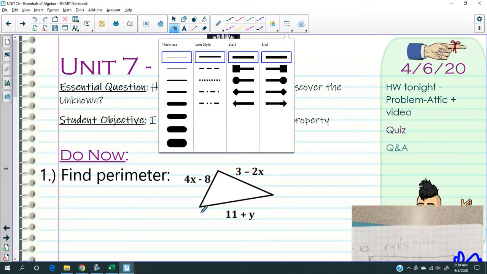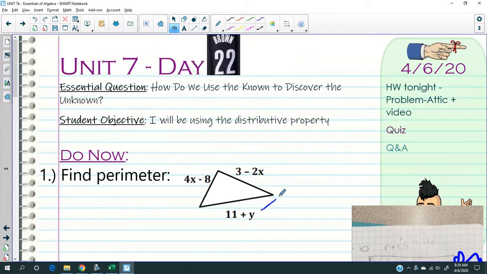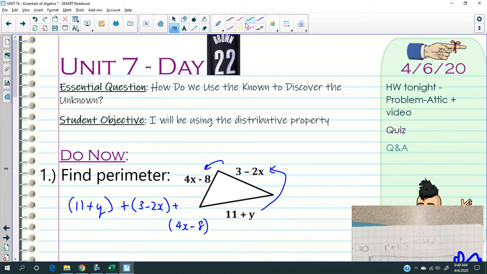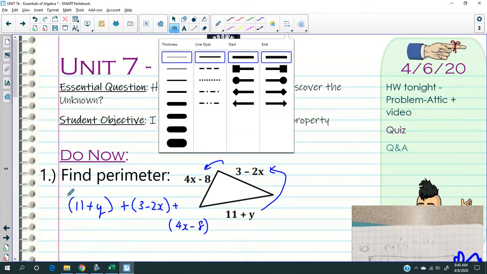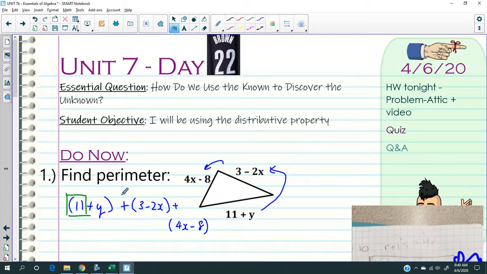Let's find the perimeter. So what I'm going to do is add these three sides up. Now, the way I add it is actually kind of strategic, and you'll see why in a second. So let's add these three to find the perimeter. Okay, so let's find like terms first. So who's in the same family? Let's see. We got the number family. All right. And then we got the letter family.